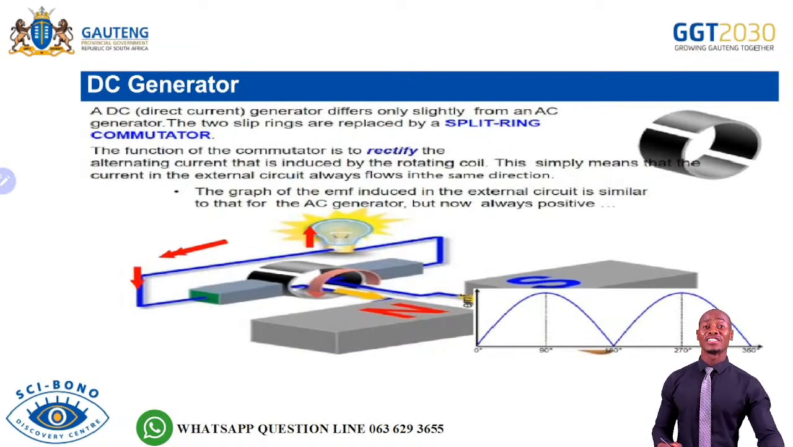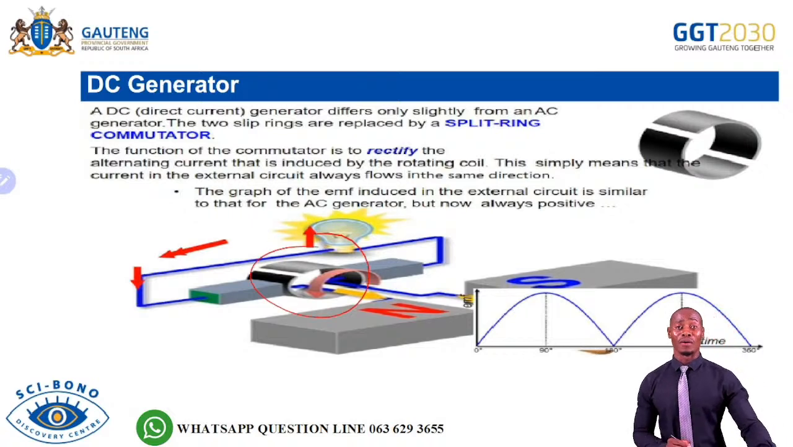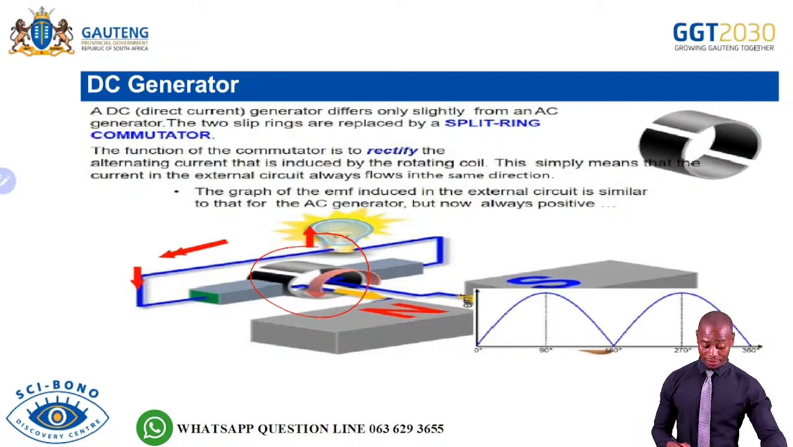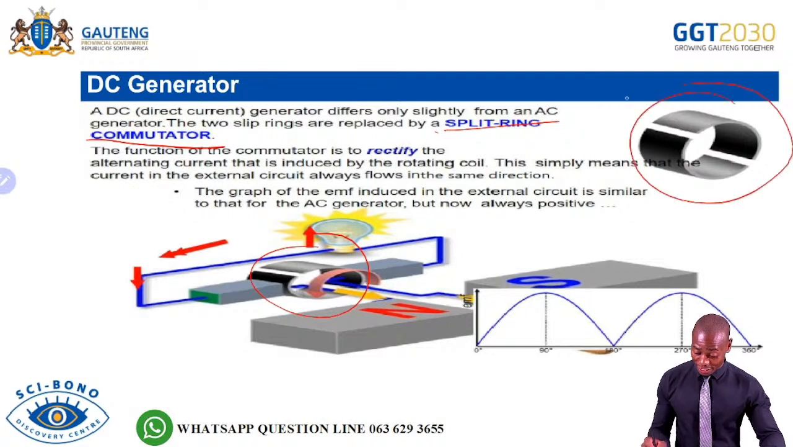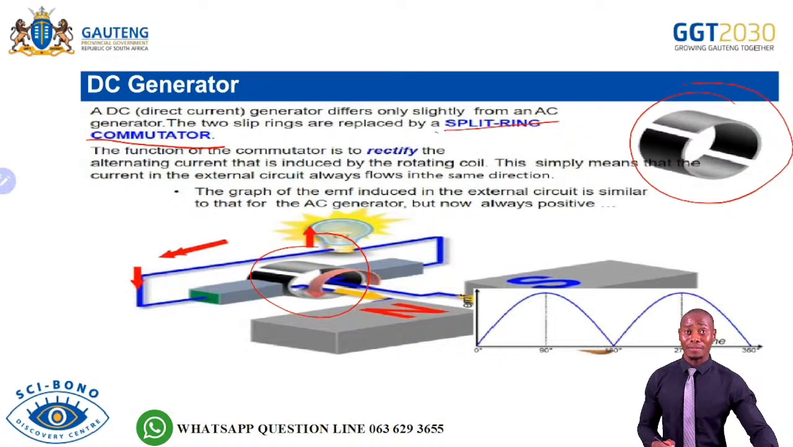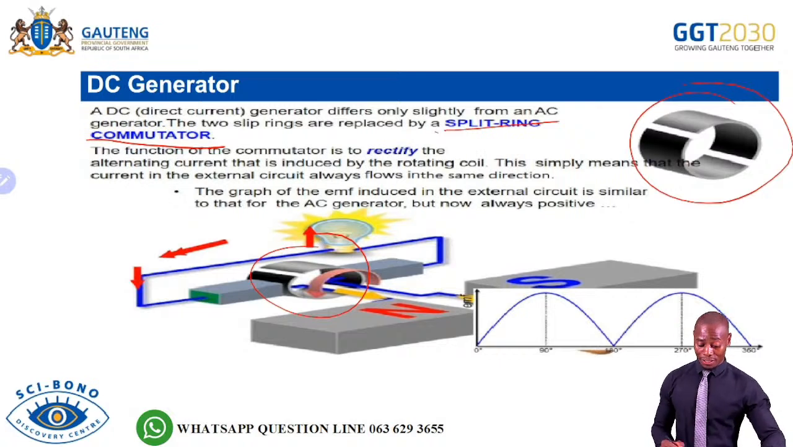Then a DC generator, right? What makes a generator to be a DC generator? We know it is the split ring commutator. Actually, it's a split ring commutator, so you can just say it's a split ring, or a split ring commutator. So this is a split ring commutator, that makes a generator to be a DC generator.